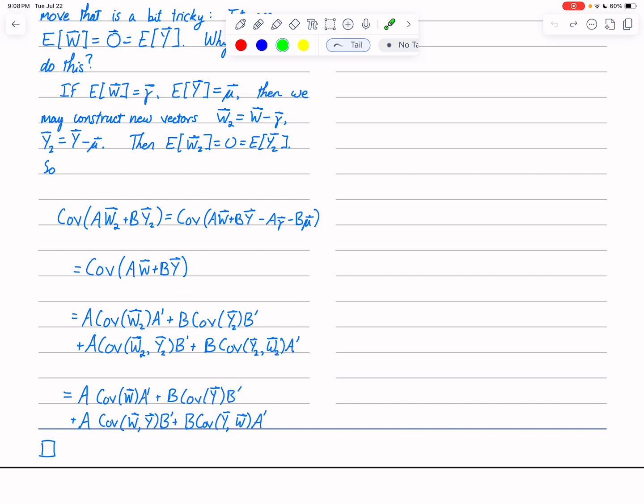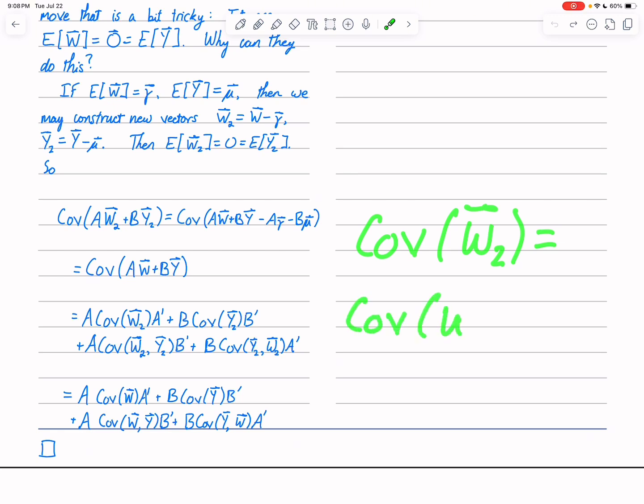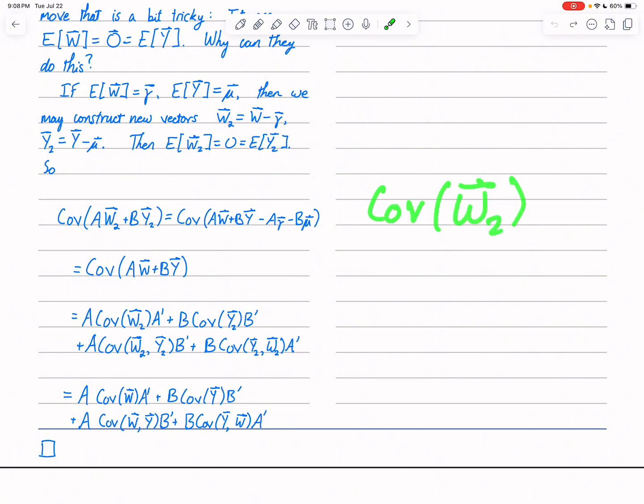And then the claim is, well, look, what is W2? W2 just is the same thing as W minus gamma. So the covariance of W2 should be equal to the covariance of just W, and that's because adding a constant will not change the covariance. So I'll leave it to the viewer to think about why that is, that adding this constant vector doesn't change the covariance.